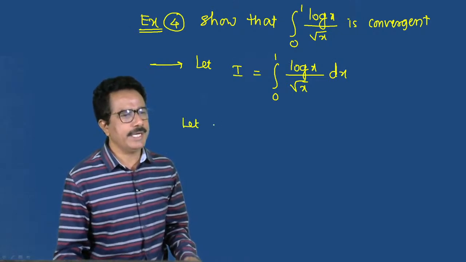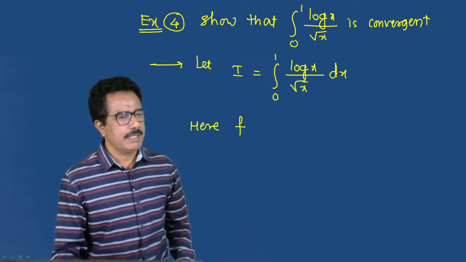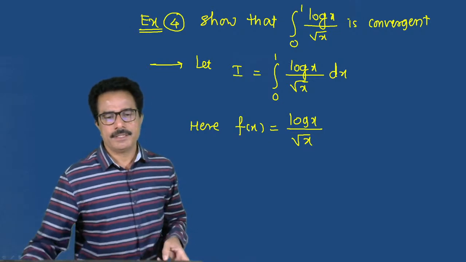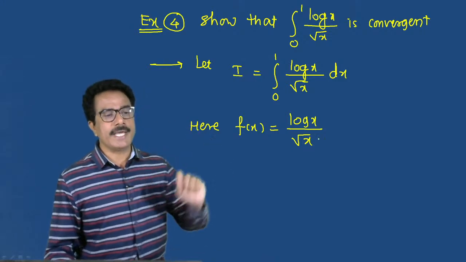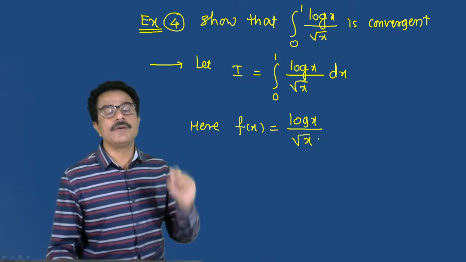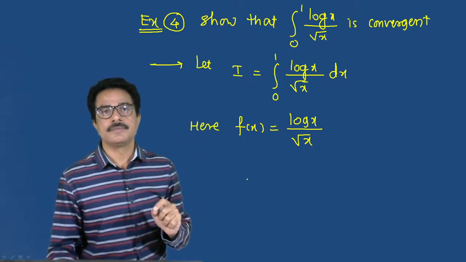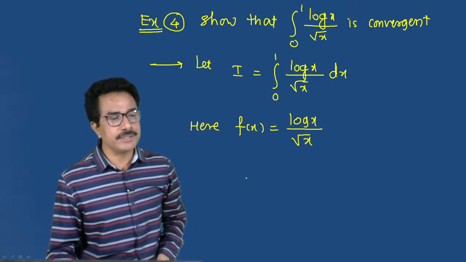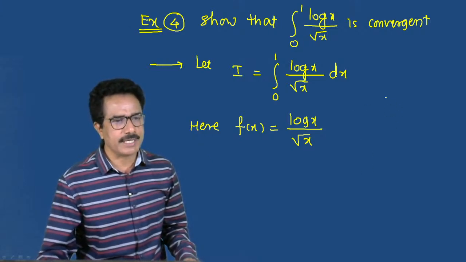Here we can write f of x equals log x divided by root x. See this, we know that the value of log x is negative in 0 to 1. Value of log x is negative in 0 to 1. See this, you know the graph of log x. तुम्हाला log x चा ग्राफ माहित आहे का? पहा.